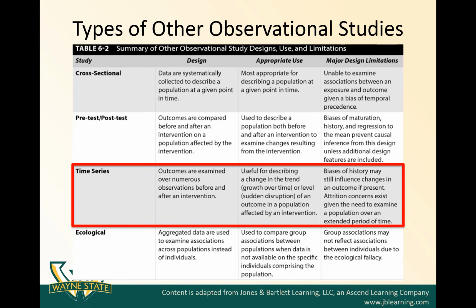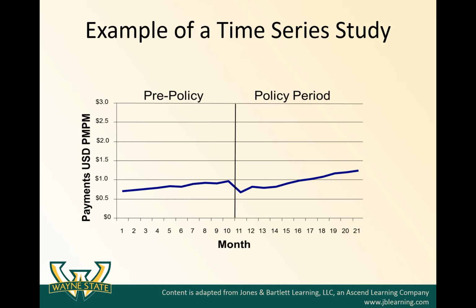The next kind of observational study is a time series analysis, where multiple observations are made over time, both before and after an intervention. This allows a researcher to examine trends in an outcome before an intervention, and to examine changes in the trend of an outcome resulting from the intervention.